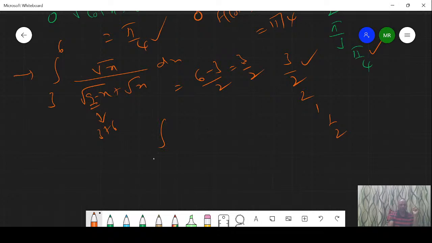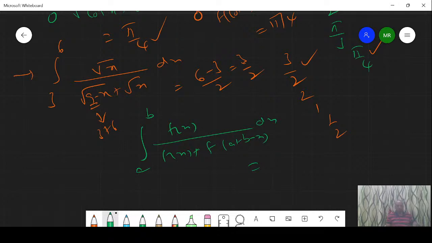The idea is, I will tell you what I should remember here. Suppose the integral from a to b of f of x by f of x plus f of a plus b minus x dx, if they are given like this. When the combination is given like this, everyone can think about the answer. From a to b, when the combination is given, directly you can write your answers.